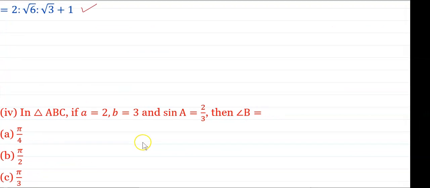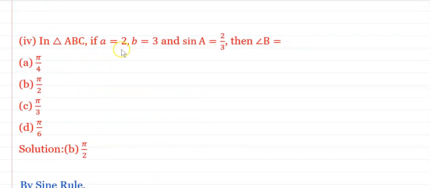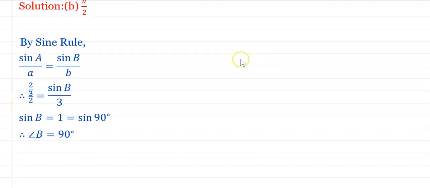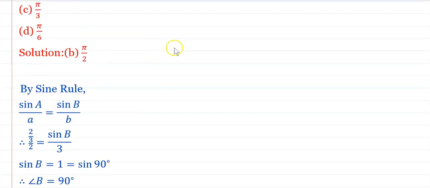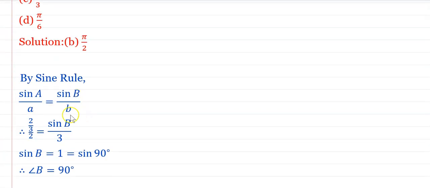Now the next question. In triangle ABC, if a is 2, b is 3, and sine of A is equal to 2 by 3, then what is the angle B? Okay. Now by the sine rule. What is the sine rule? Sine of A upon a equals sine of B upon b. What is the value of sine A? Sine A is 2 by 3, and the value of a is 2. Sine B is as it is. The value of b is 3.